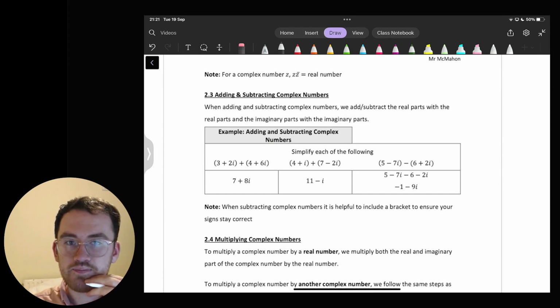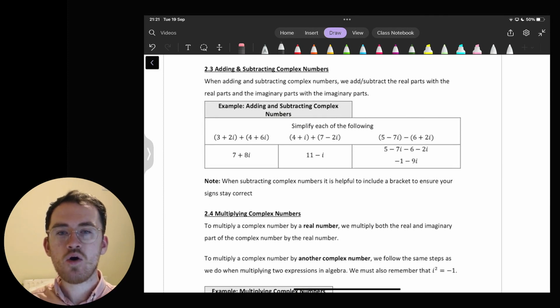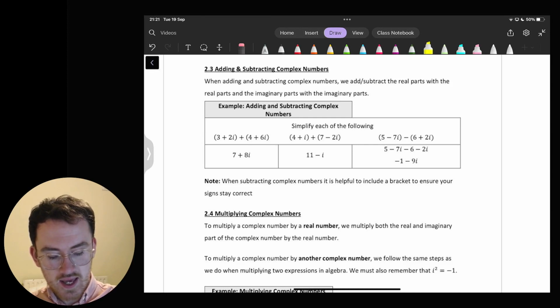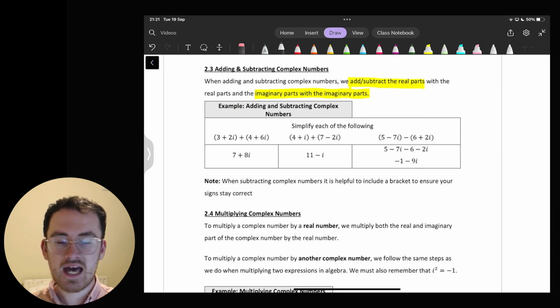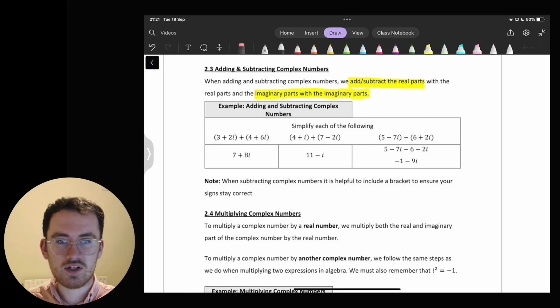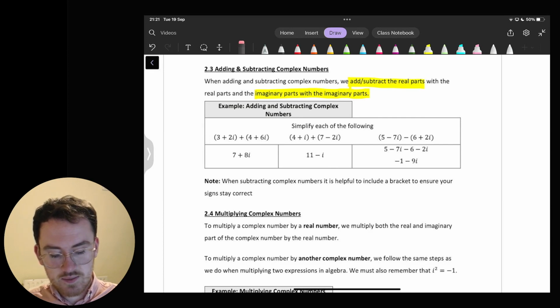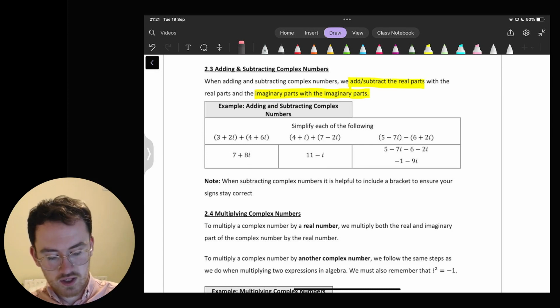Looking then at some adding and subtracting of complex numbers, we add real parts with real parts, and we add imaginary parts with imaginary parts. Similar to algebra, think about adding your like terms. We can add similar things together. So we add anything that has an i to something else that has an i, and we add the numbers that are standalone, the real numbers, with the other real numbers. We can see that in these examples here. 3 plus 4 gives me the 7, 2i plus 6i gives me the 8i there. Same thing goes with the other examples as well. We add the real parts together, so 4 plus 7 here gives me 11.